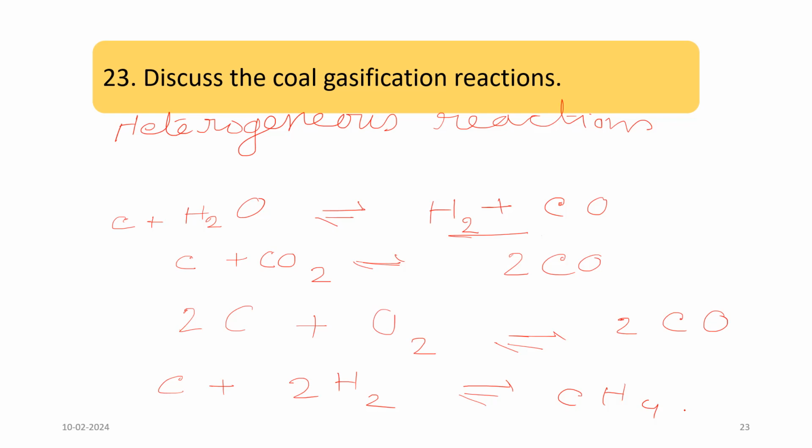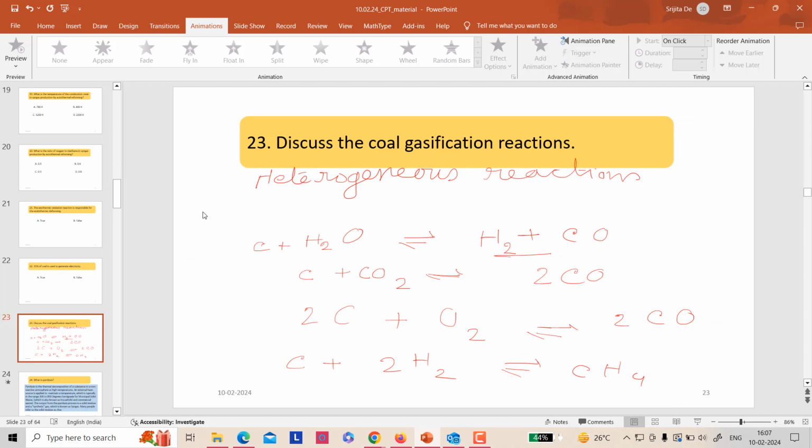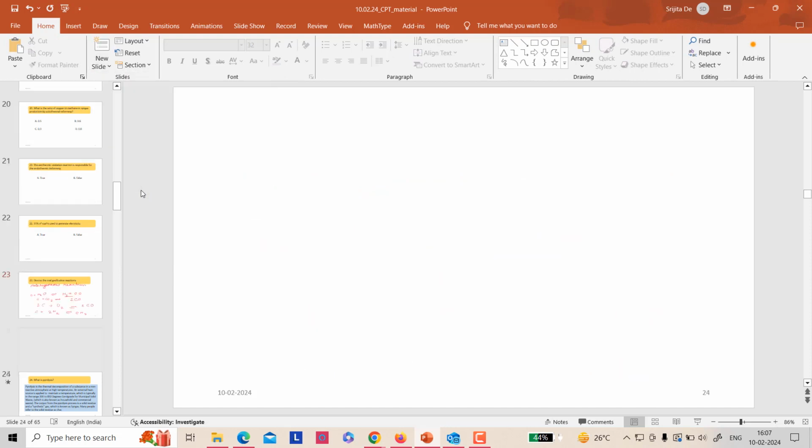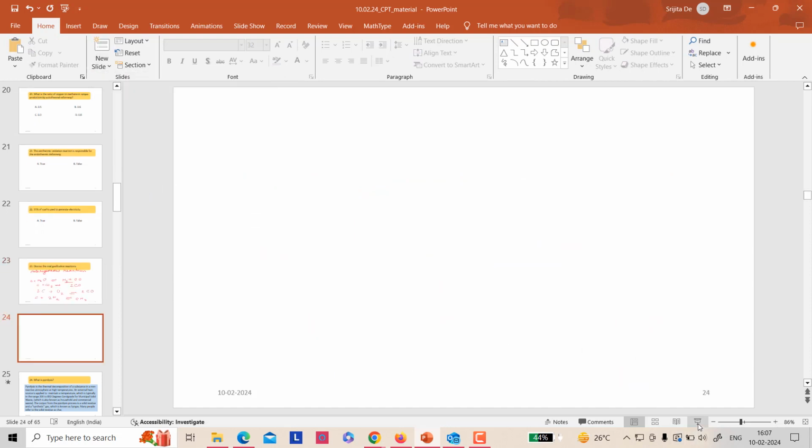Okay, so why is it a heterogeneous reaction? Because here carbon is in solid phase and H2O is in vapor phase, that is steam. So the physical states are different, that is why it is called a heterogeneous reaction. Next comes the homogeneous reaction. In the coal gasification reaction, there are some parts where homogeneous reactions happen.